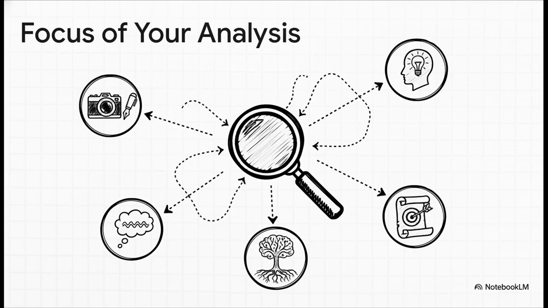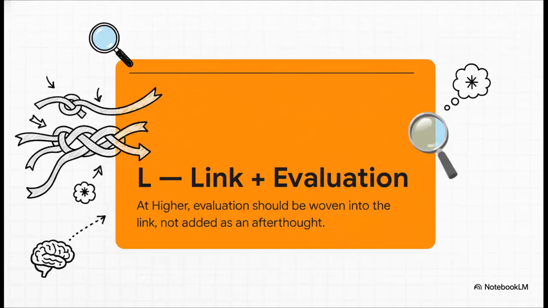You need to be zooming in on the hidden meanings, the connotations of key words, explaining the effect it has on the reader, and, this is so important, linking it all back to the writer's overall purpose and the text's big themes. And finally, we get to the link and evaluation.